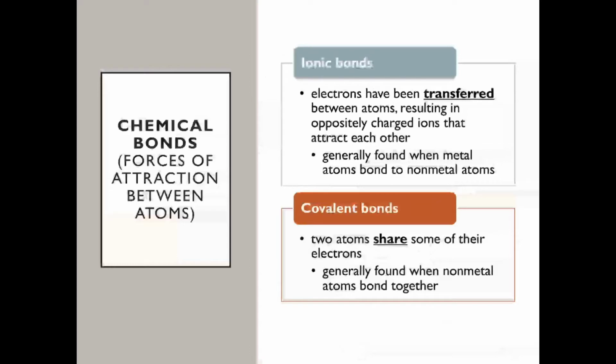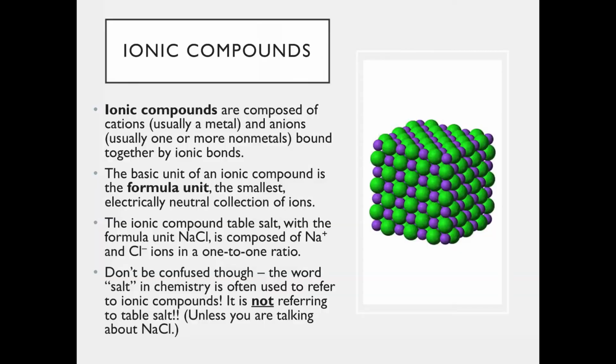So this is, like it says, generally found when a metal atom bonds to a nonmetal atom. That metal gives an electron to the nonmetal. And then covalent bonds are when two atoms are sharing some of their electrons. This is generally found when nonmetal atoms bond together. Today we're going to focus primarily on ionic bonds. This would be something like sodium chloride that you're all really familiar with. And then covalent bonds would be something like water.